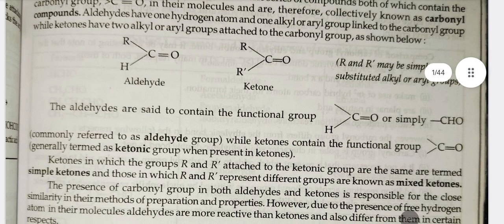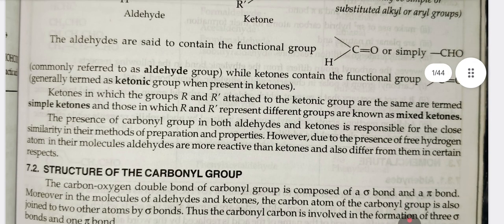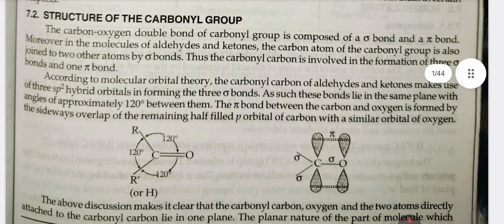Aldehydes have one hydrogen atom and one alkyl or aryl group linked to the carbonyl group, while ketones have two alkyl or aryl groups attached to the carbonyl group. They are referred to as the aldehyde group and the ketonic group.